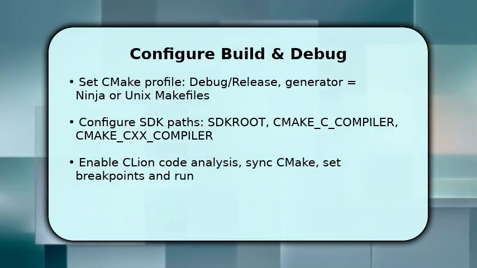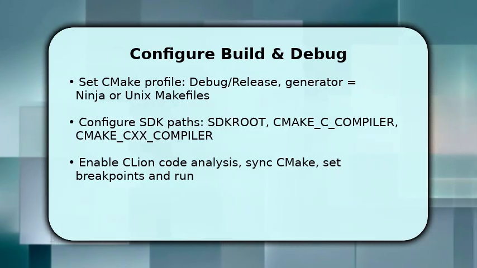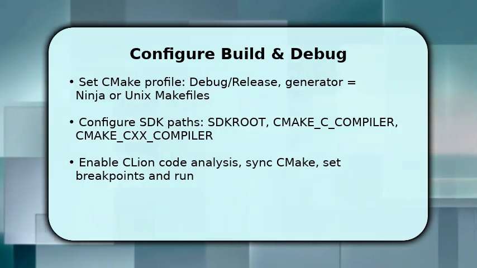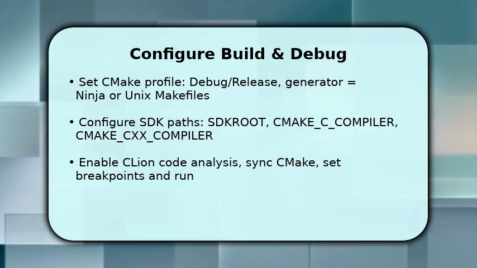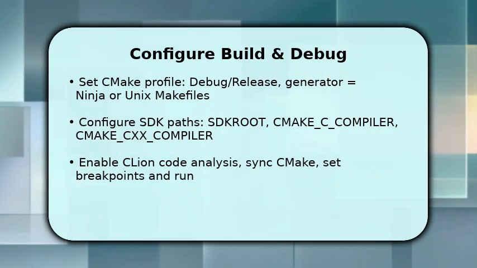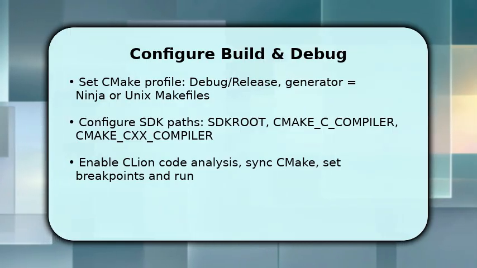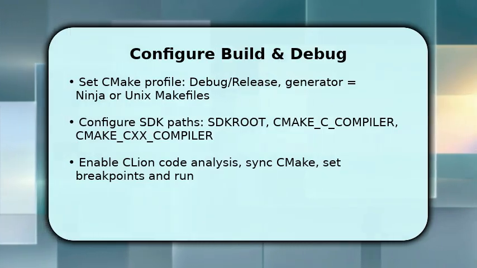Then set SDK and compiler paths in Preferences, Build, Execution, Deployment. Confirm CMake C compiler and CMake CXX compiler point to Apple Clang or Brew GCC. Sync CMake and let CLion index the project.